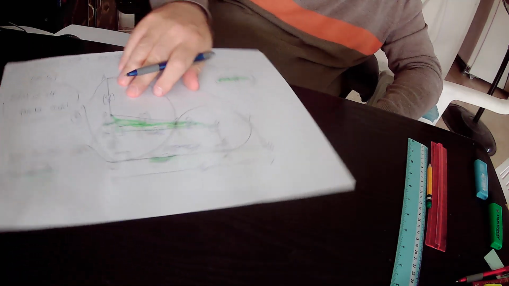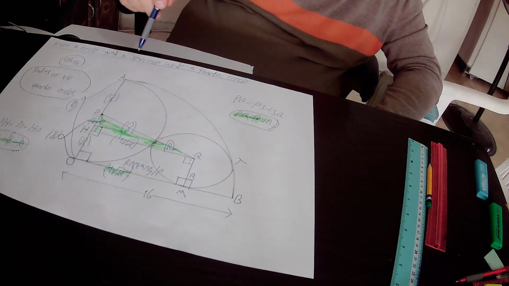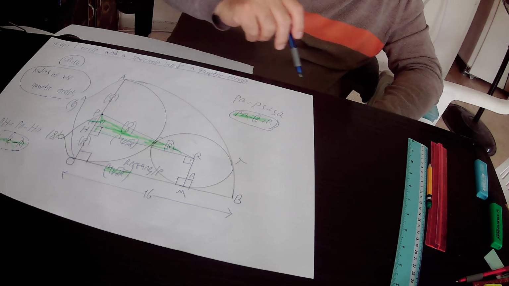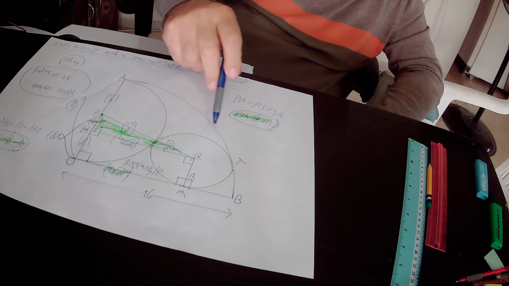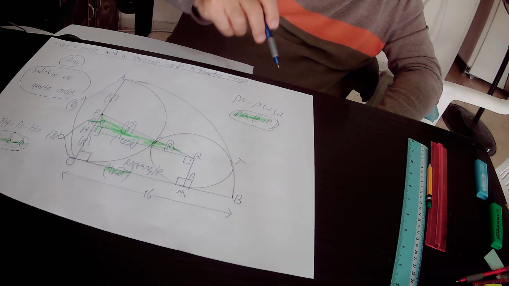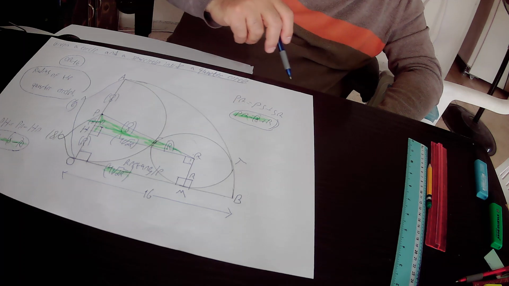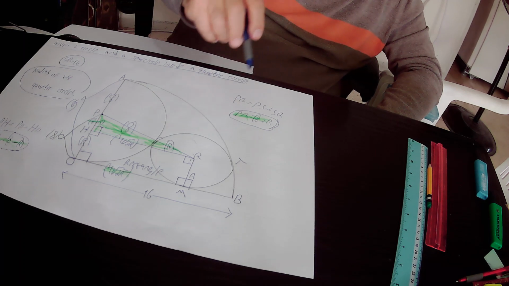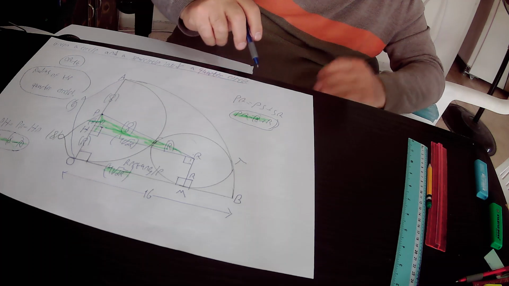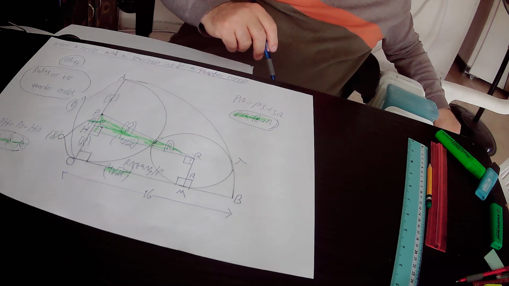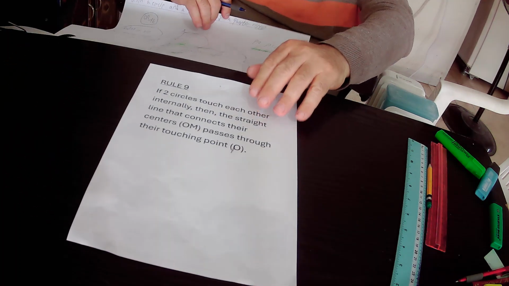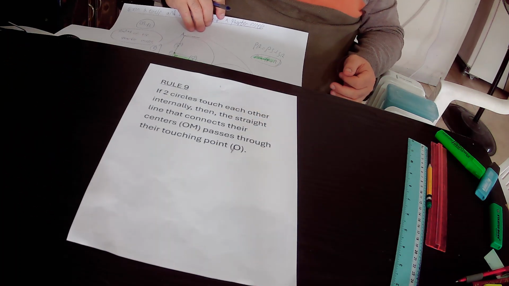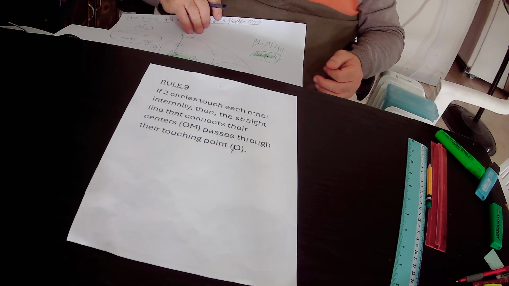So here we have the small circle touches the big quarter circle at point T. That is to say, those two circles have an internal touch between them at point T. They are touching each other internally at point T. And whenever you have an internal touch between two circles, you can implement rule 9. I'll repeat quickly rule 9. According to rule 9, if two circles touch each other internally, then the straight line that connects their centers together passes through their touching point.